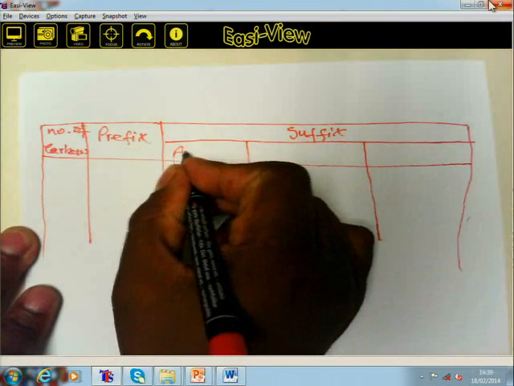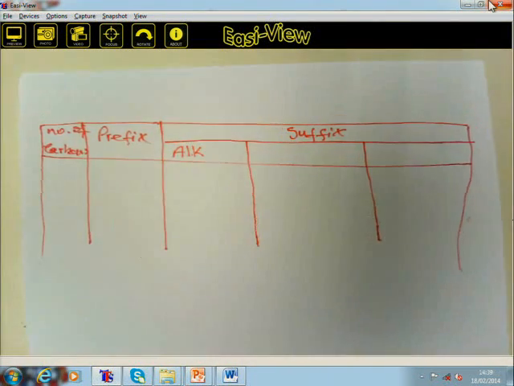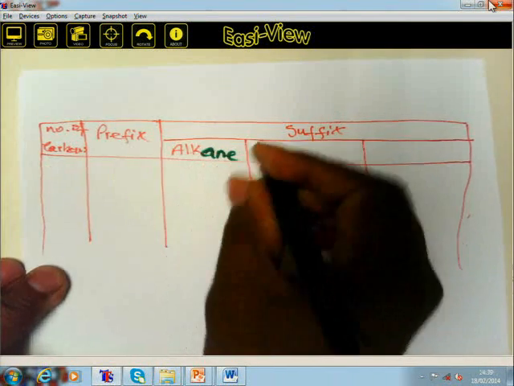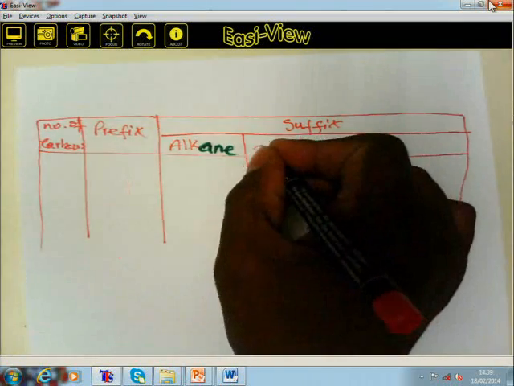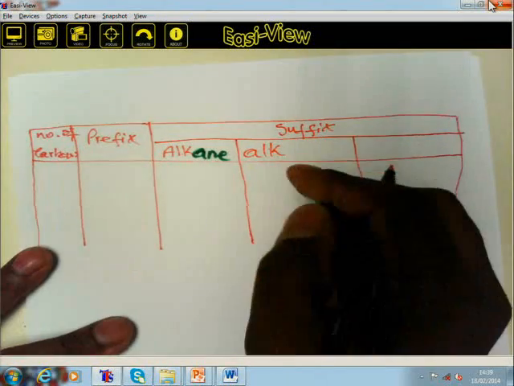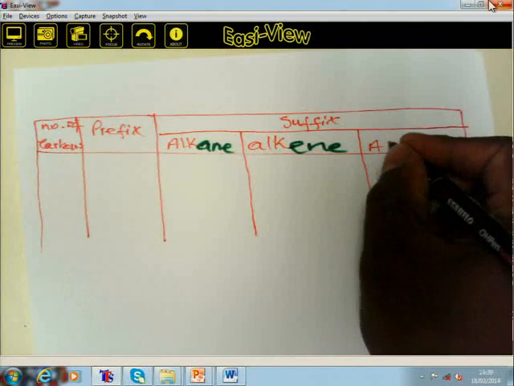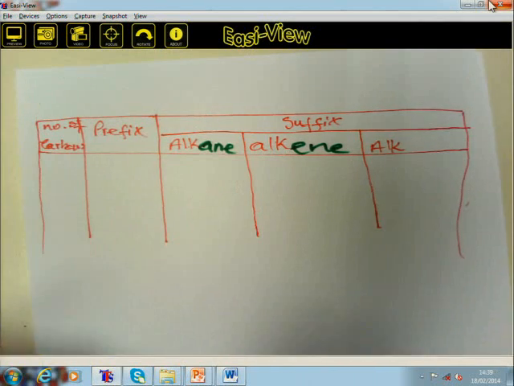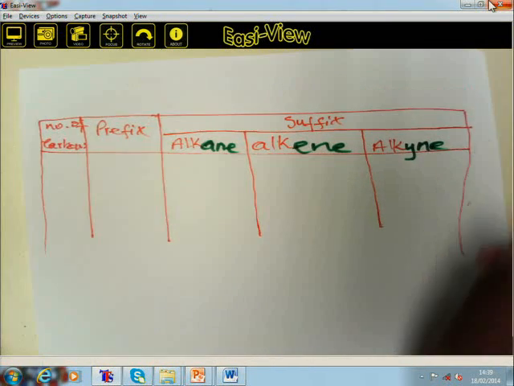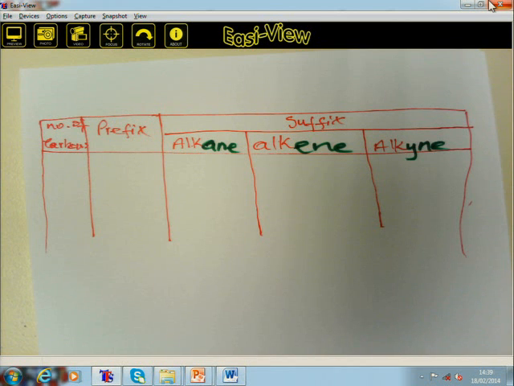So this one we'll call it alk, and then let me change the pen here and call it alkane. And then the next one, alkene. And the last one, alkyne. All right. So these are the three homologous series that we refer to as hydrocarbons, where you've got only the hydrogen and the carbon in a compound and nothing else of another atom.